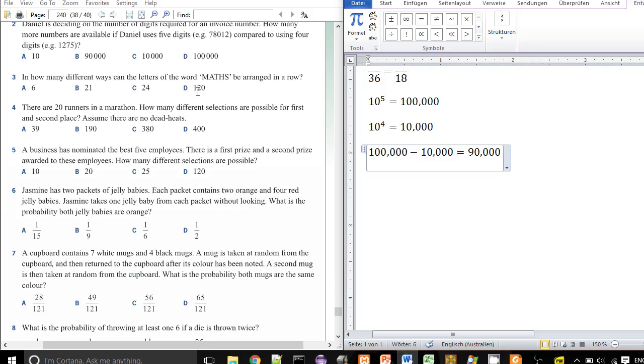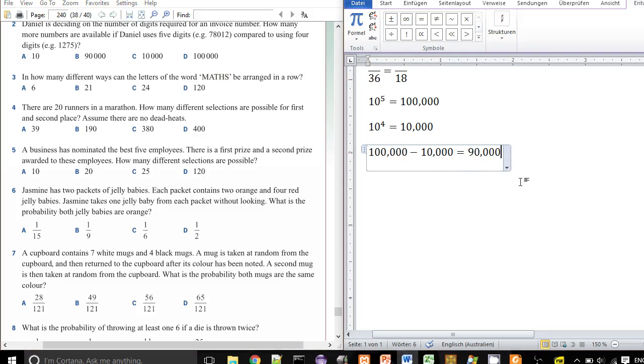How many different ways? Oh boy, maths. I don't know why they say "in a row." That makes it sound confusing. I'm thinking of rows of letters, but just how many different orders? The letters are all different.